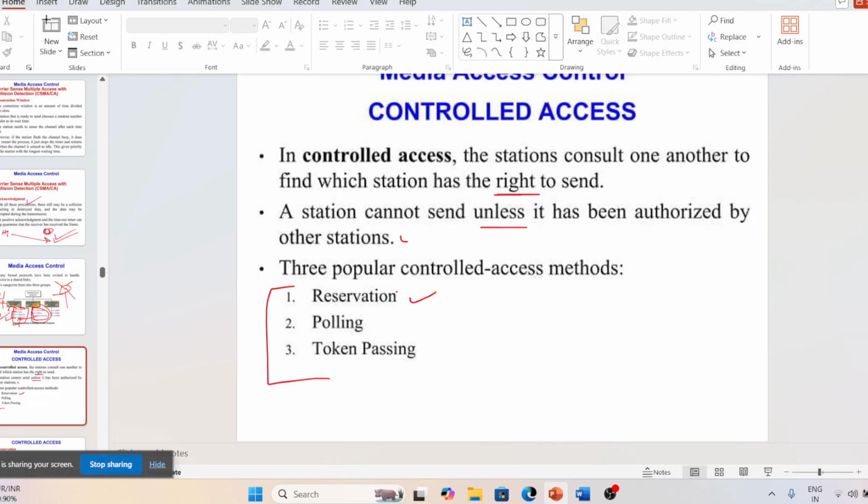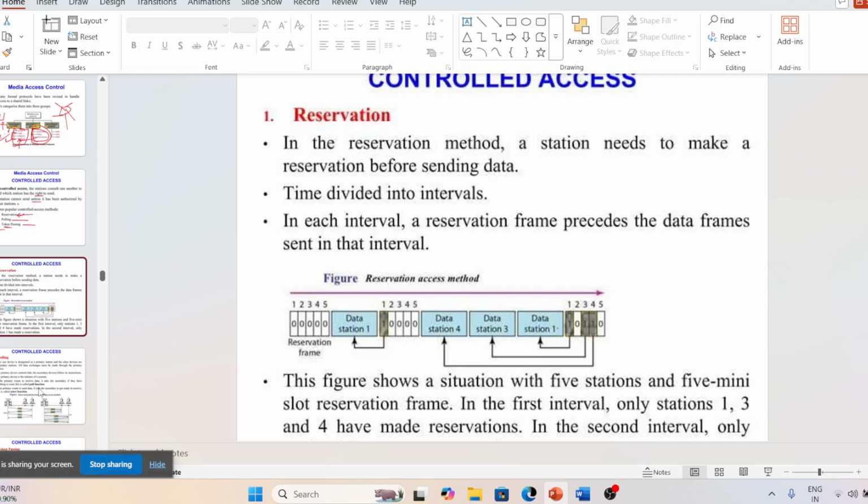Reservation. It is similar to when you go to a hotel or restaurant. So we do the reservation. Then we are having the polling. Then we are having the token pass. So whoever is having the token is going to transmit. So like this we can use. Three, from the name itself you can understand.